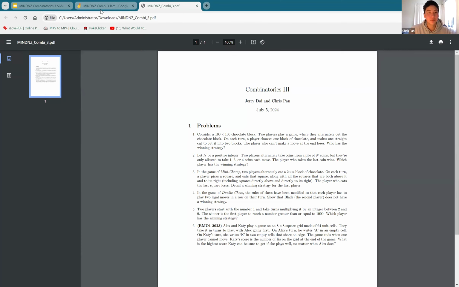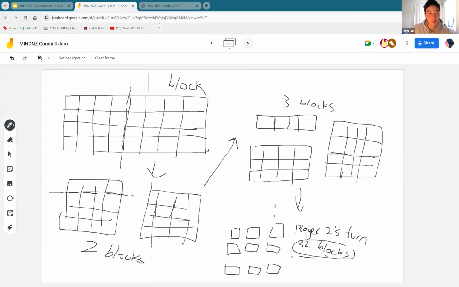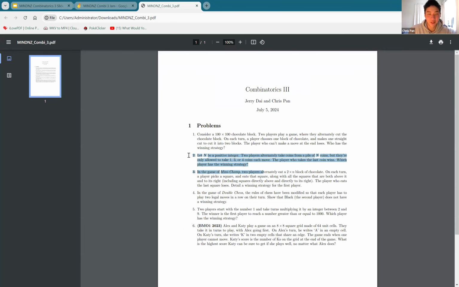Yeah, so that wasn't really a combinatorial game, but that's more like a monovariant question disguised as a combinatorial game. My bad for sneaking that one in, guys.